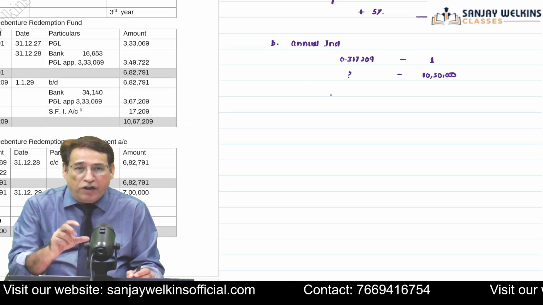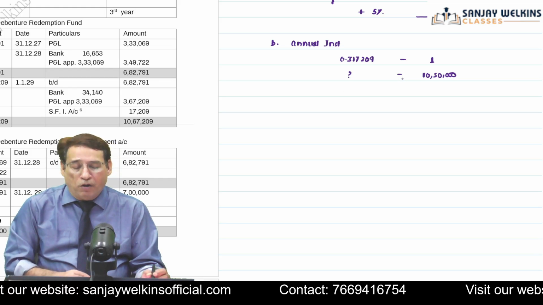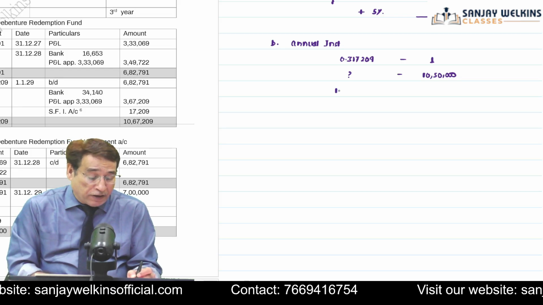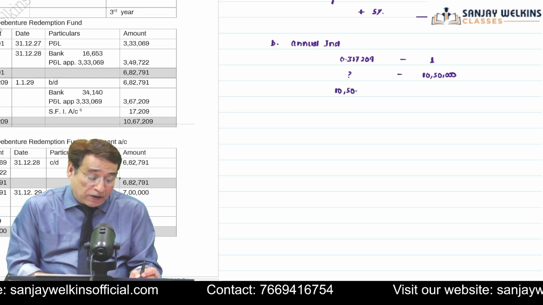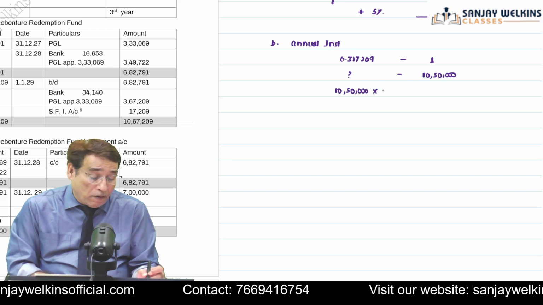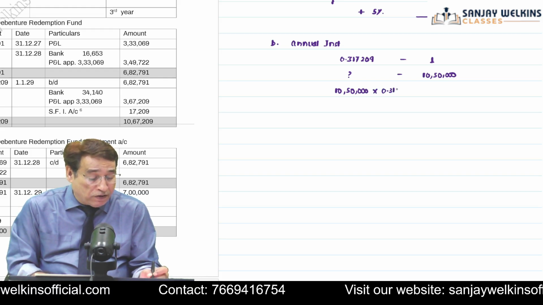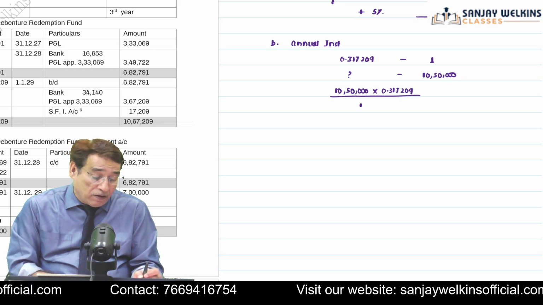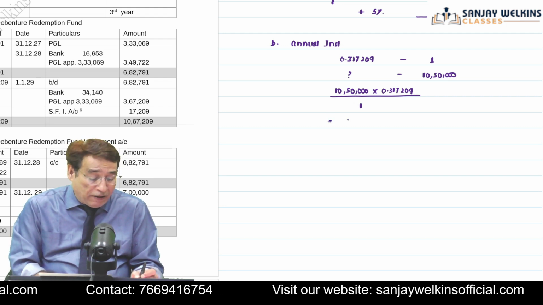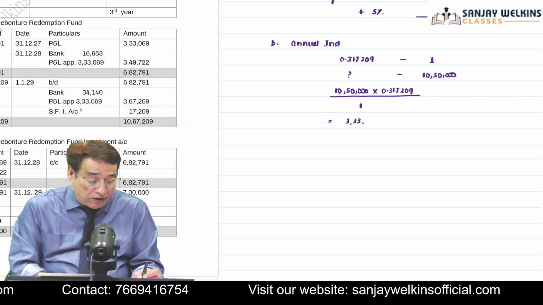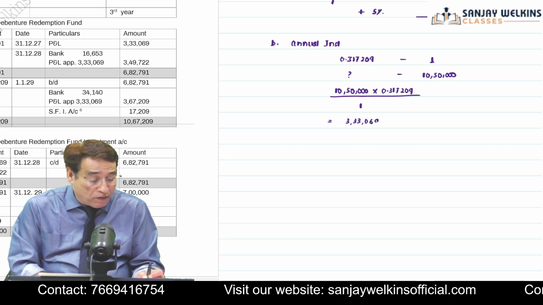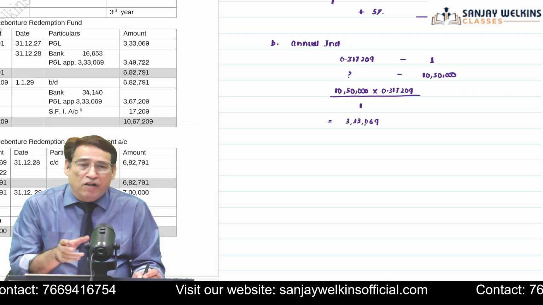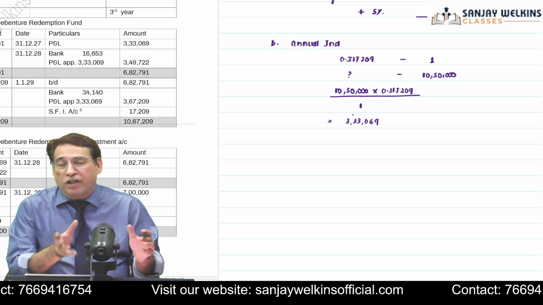But that way, you wouldn't have understood the concept. But now, I hope a bit of conceptuality must have been understood by you. So 10,50,000 into 0.317209 divided by 1. That will give you ultimately 3,33,069. These figures are memorized by me. That doesn't mean that my mathematics is very fast. But the point is, approximately every year I need to invest this much amount.